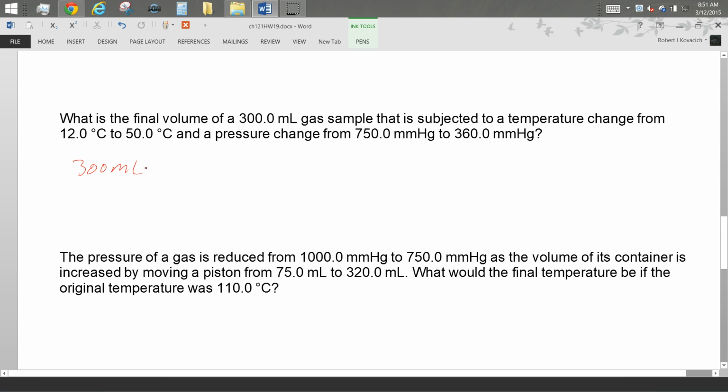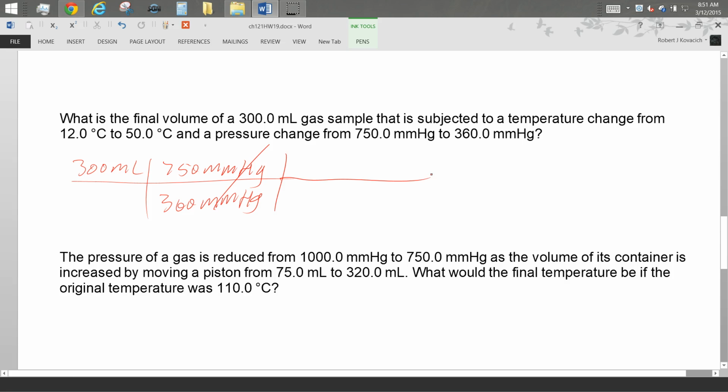What happens to the pressure of this during the course of this change? The pressure goes down, right? So what would that do to the size of a container when the pressure is released on it? It should get bigger, right? So I'm going to put 750 millimeters of mercury up here, and I'll put 360 millimeters of mercury down here, because that's going to give me a larger volume number.